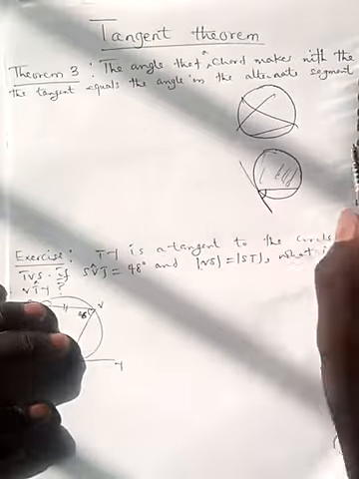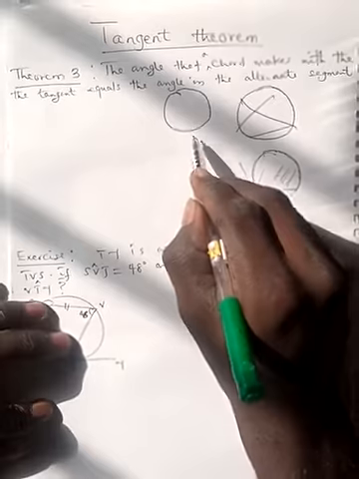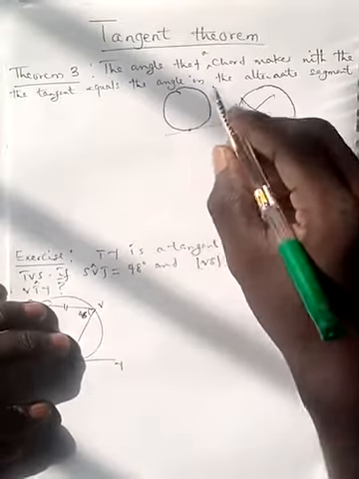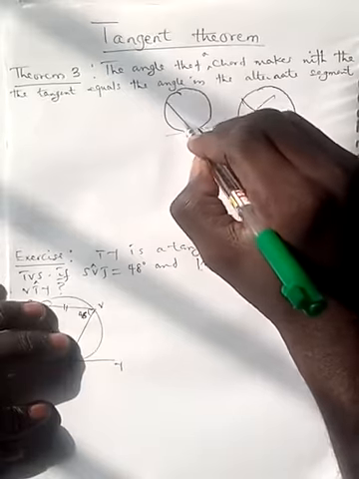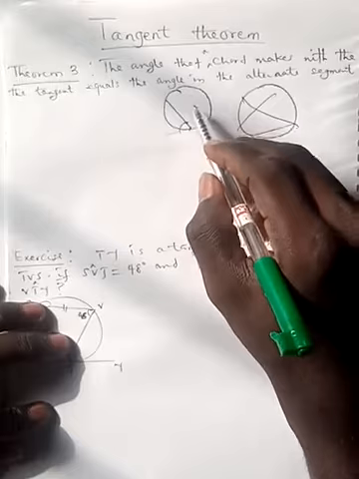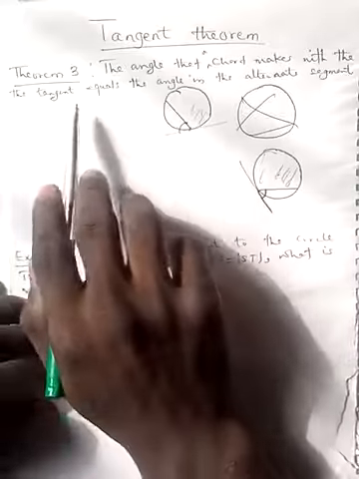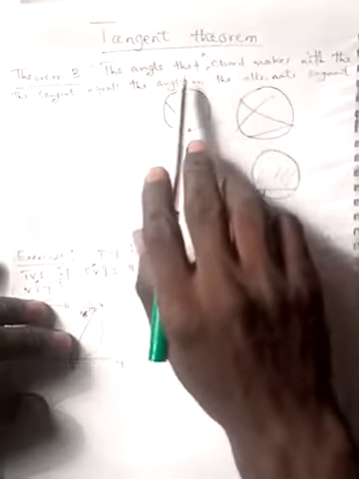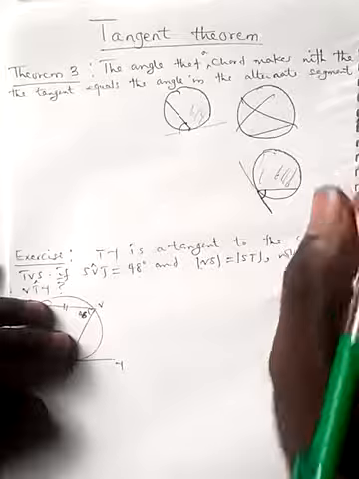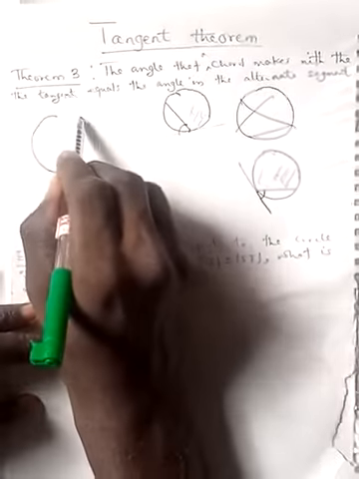Okay, if we have another circle like this, let's say here is the tangent, and this is a chord to this circle. If this is the angle in question, this other side becomes the alternate segment. So what this theorem is saying is that the angle that the chord makes with the tangent equals the angle in the alternate segment. So this is the diagram representation of the theorem.